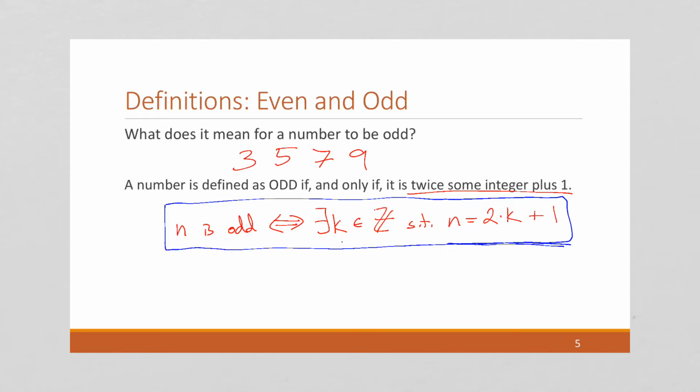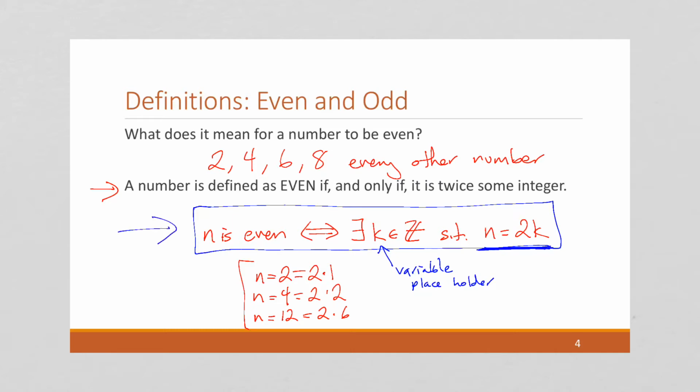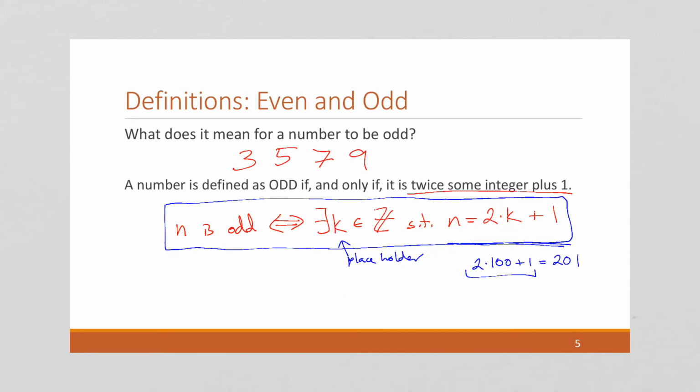And again, this k can be any value. That's just a placeholder. So any integer you want, we could pick the integer 100 and plug 100 in. So we'd have 2 times 100 plus 1 gives us 201. That's going to be an odd integer because we could break it down this way. So let's see some examples of this. These are the two formal definitions we're going to be using. We're going to be using this definition to say that n is even, and this definition to say that n is odd. So if I ever ask you to prove that some value is even or odd, these are the definitions you need to use.